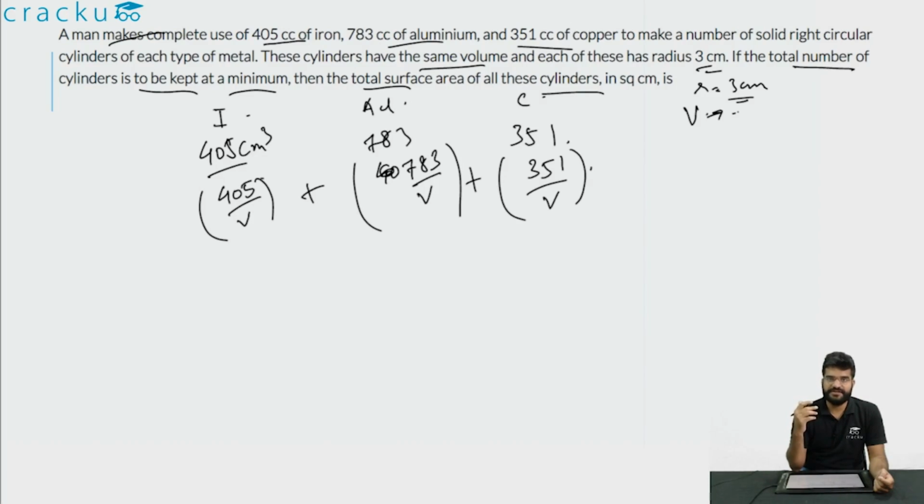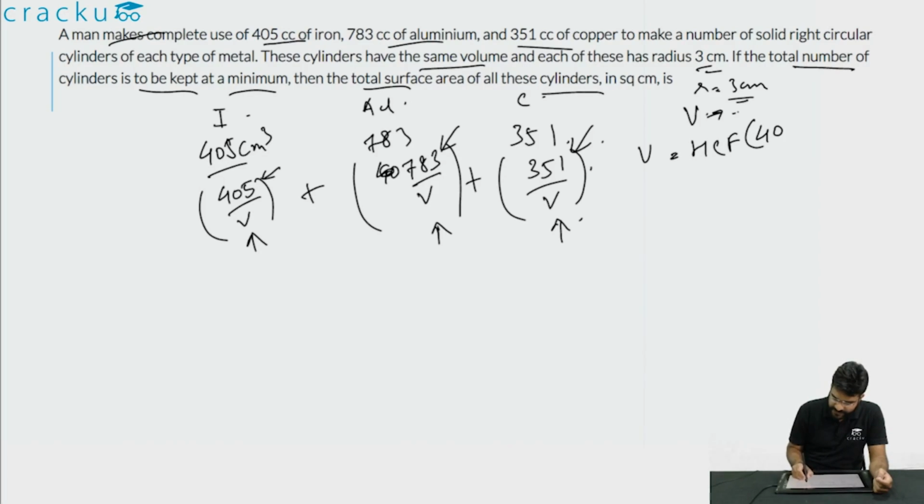But we should also ensure that each of these three numbers are natural numbers, because they represent the number of cylinders of each metal. So they can't be fractions. So V has to divide 405, V has to divide 783 and V has to divide 351. That is, V should be a factor of all of these three numbers and V should be as high as possible. This implies that V should be the HCF, that is the highest common factor of 405, 783 and 351.